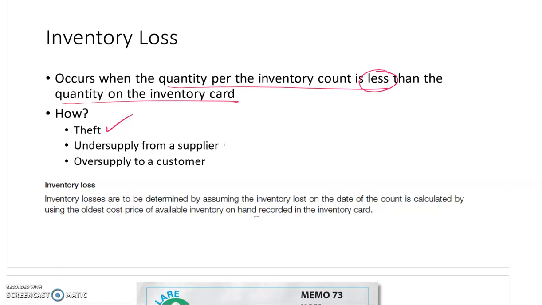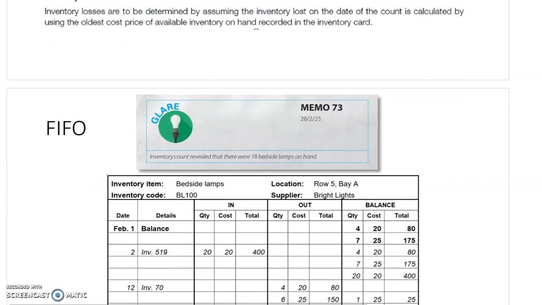We may have been undersupplied by our supplier. So we may have ordered 10 units, just looked at our order form and we recorded 10 units coming in, and they've actually only given us 8. And on the other side, we may have given the customer too much. Customer may have ordered 10 units. That's what we recorded, but then for some reason there's been an error and we've actually supplied them with 12. So let's have a look how we record this.